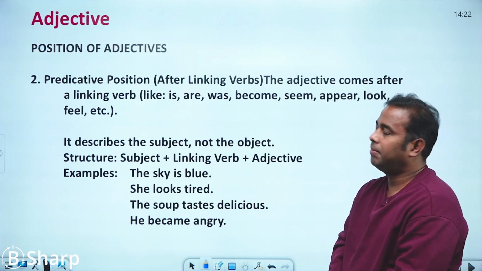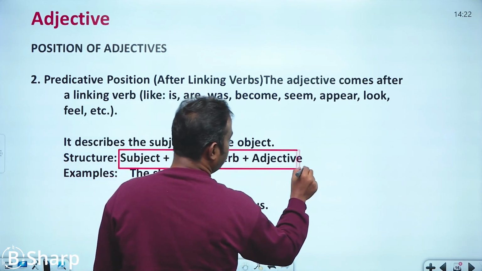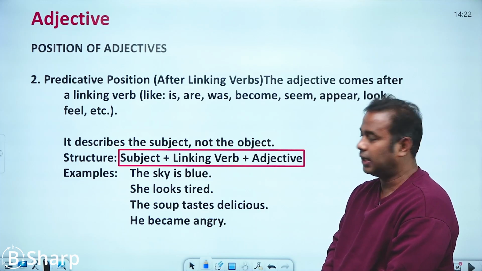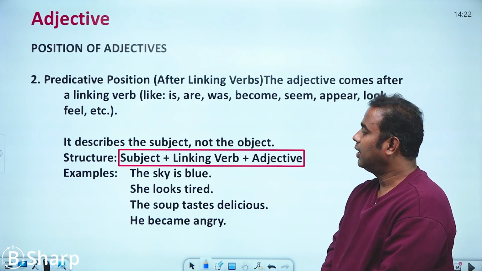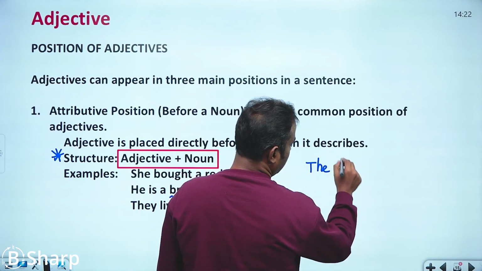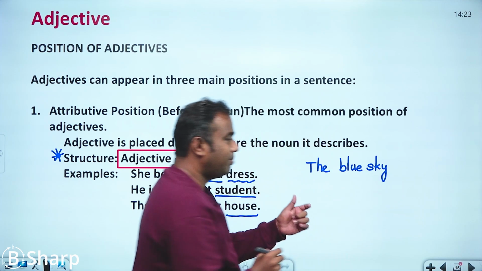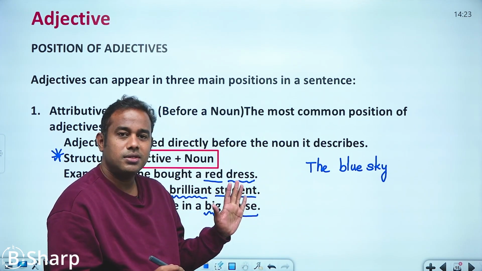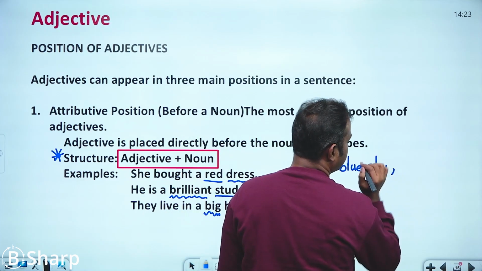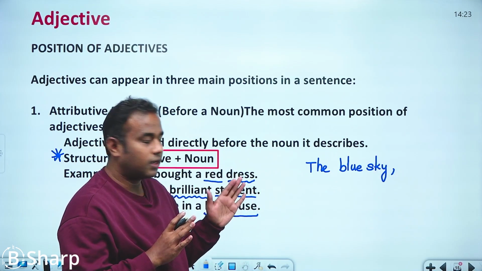In the predicative position, the structure is subject plus linking verb plus adjective. What does that mean? I can use the same sentence like this: the blue sky. But when I write the blue sky, it is not a complete sentence. I am not able to convey a complete sentence here. The blue sky is a predicate, not a complete sentence with a subject.